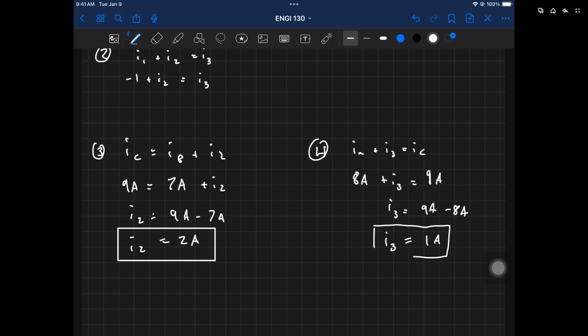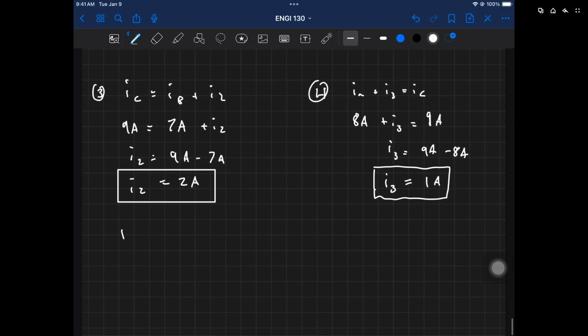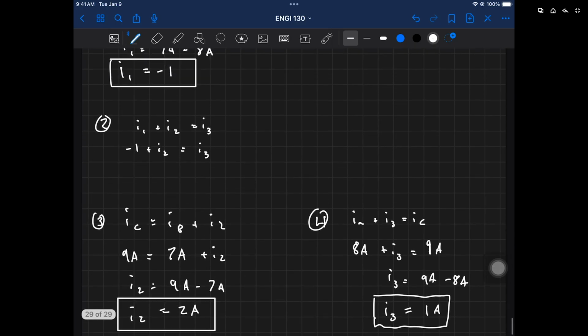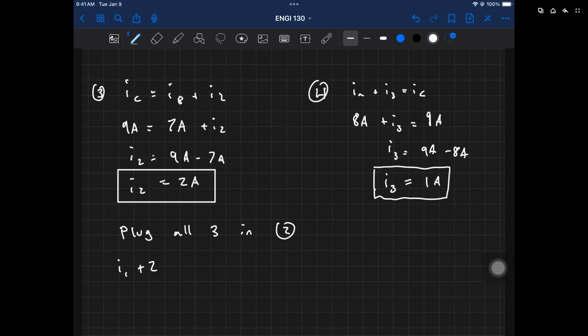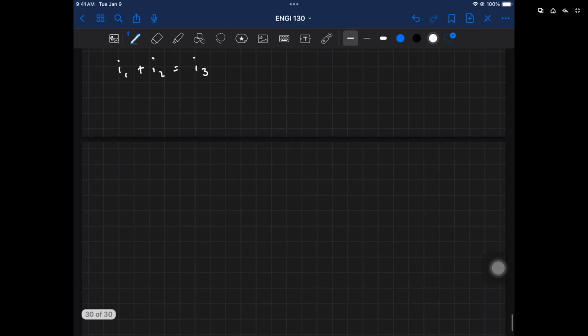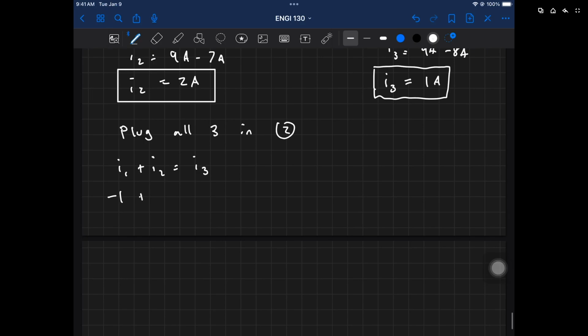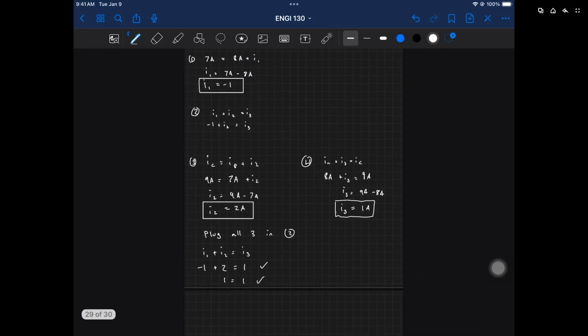And to confirm, we can plug all 3 into equation number 2. Right, so we remember equation 2 was simply I1 plus I2 is equal to I3. We know that -1 plus 2 is equal to 1, and that just checks out, right? 1 is equal to 1, checks out. So we have solved it. We found I1 is equal to -1, I2 is equal to 2, and I3 is equal to 1.